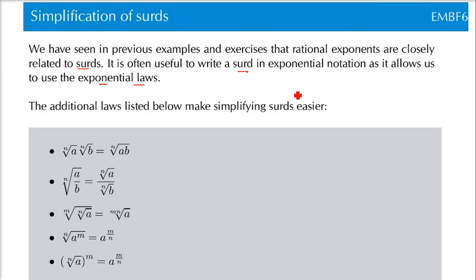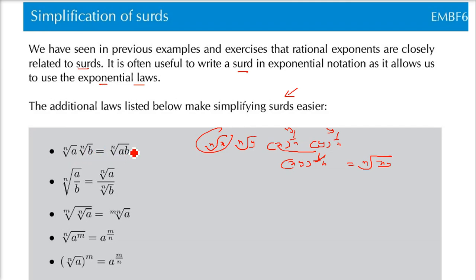If we intend to simplify surds, say you have the nth root of x and the nth root of y. What does this mean? This is simply x to the power 1 by n, and this is y to the power 1 by n. Since the powers are the same, we can apply the exponential law and combine these together: (xy) to the power 1 by n. So this is again the nth root of xy. This is what is shown here: nth root of a times nth root of b is the nth root of ab.